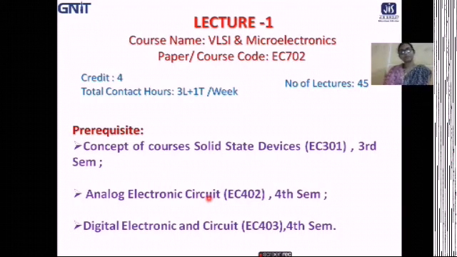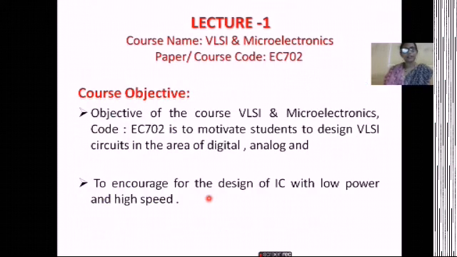So after the prerequisites, let us start the course objectives. Now before starting the course we need to know that there are some course objectives of the particular course we will be studying. Now the name of the course we are going to start is VLSI and the microelectronics, and the paper code is EC702. And what are the course objectives?